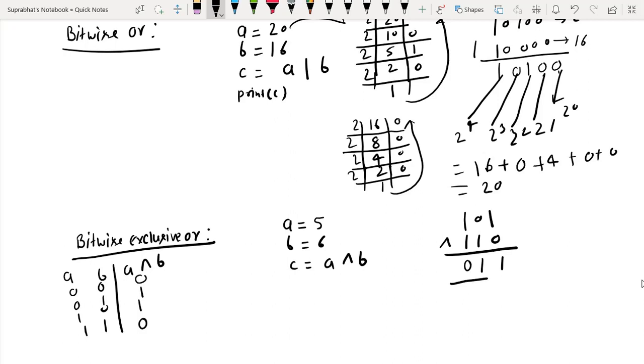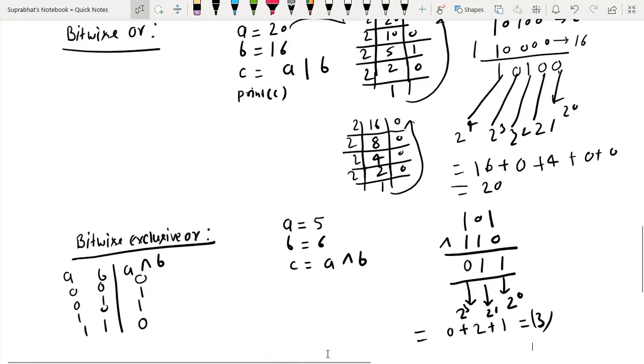So we have got 0 1 1, then 2 to the power 0, this is 2 to the power 1, this is 2 to the power 2. So this is 0 plus 2 plus 1, which is 3. The answer is 3. We will check in PyCharm.